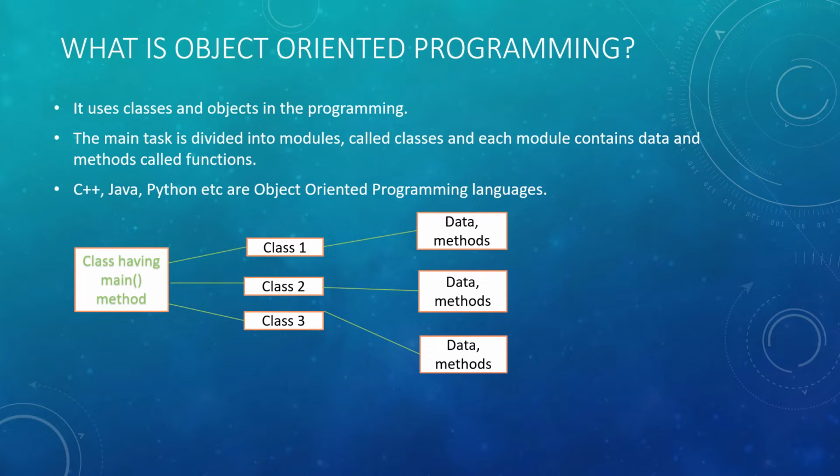Here, the main task is divided into modules, which are called classes, and each module contains data and methods, which are called functions. So, a class having main method will be divided into several classes like class 1, class 2, class 3, and then each of the class will have data and methods as shown in the figure. Examples of object-oriented programming languages are C++, Java, Python, etc.